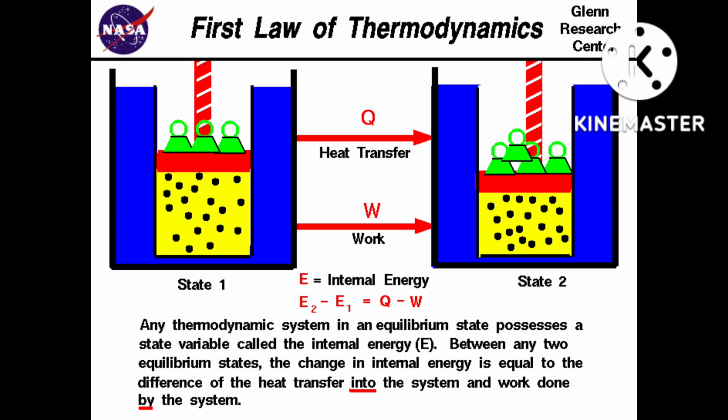Q is positive when heat is transferred from the surrounding to the system, and Q is negative when heat is transferred from the system to the surrounding, because that is a loss. Loss of the system means minus, gain of the system means plus. Keep this in mind, because plus Q or minus Q is meaningful.